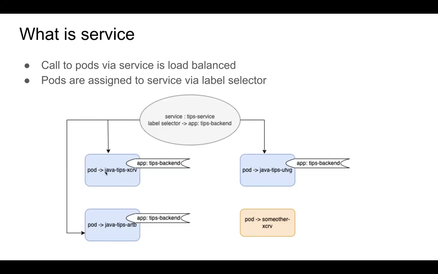Let's say you have pods which have the label app: tips-backend. So there are 3 pods, and the service will also have the same label in its label selector. Once we have the label selector, these backend pods will be assigned to that service, and this service will be serving those pods. And there's another pod which has some other label, different from the label selector defined in the service. So the service won't be associating itself with this pod.